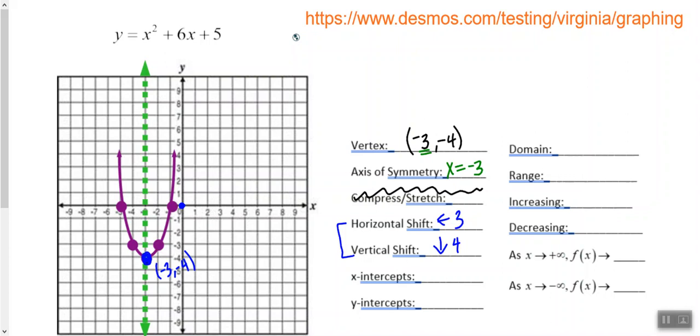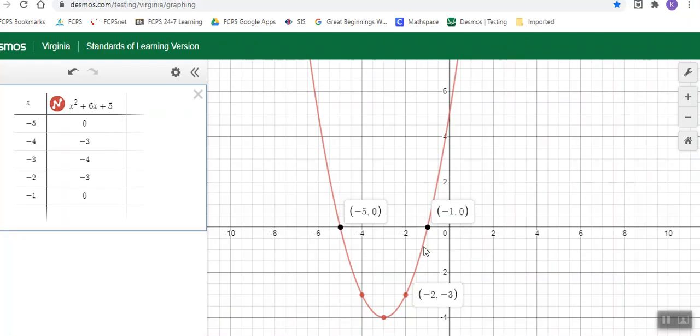X-intercepts and Y-intercepts, those are really easy because we can get those from Desmos. So I'm going to click back to Desmos. And you can see I have my X-intercepts already clicked. They are -5, 0, and 1, 0. And then we can also click and get our Y-intercept where it crosses the Y-axis at 0, 5. So again, those are really easy in Desmos. You just have to click on the points. X-intercepts where it touches your X-axis.